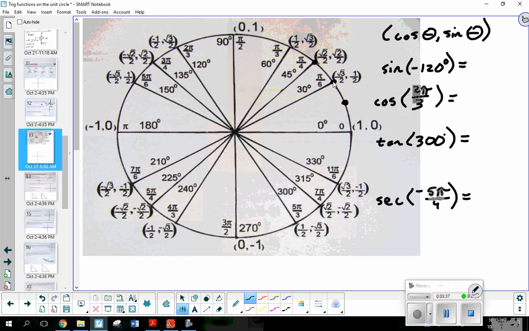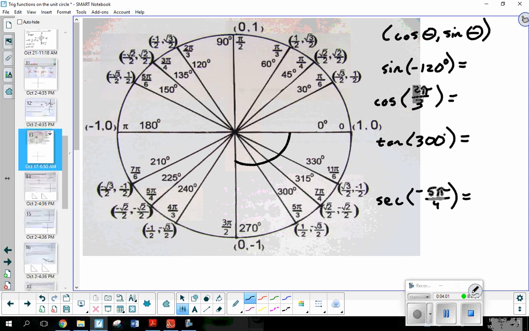So let's try an example. Let's say I want sine of negative 120 degrees. Well, what's the negative tell me to do? How am I going to rotate with a negative angle? I'm going to rotate clockwise, right? So from standard position, I'm going to rotate. What quadrant would this put me in? It put me in quadrant 3.